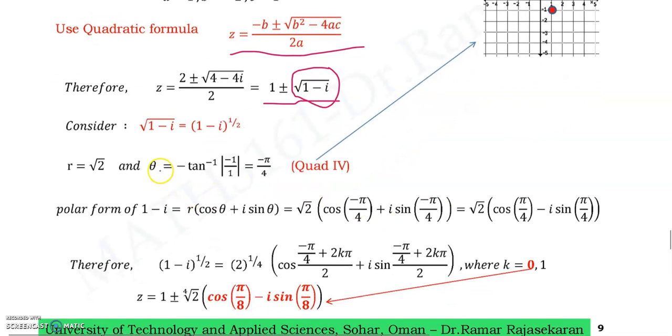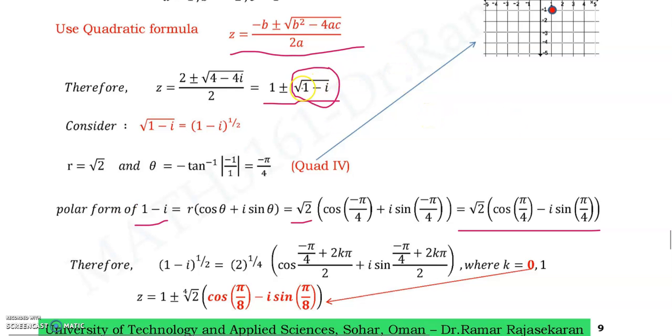So theta is equal to minus tan inverse of modulus of (minus 1 by 1). Here we have the modulus, so you can leave this symbol, so that minus tan inverse of 1, and tan inverse of 1 is pi over 4. Already we have the minus sign, so minus pi over 4. Now we know r and theta, so we can write in polar form first. So 1 minus i is equal to r times (cosine theta plus i sin theta). R is root 2, then theta is minus pi over 4, you substitute here. So this is the polar form of the given complex number.